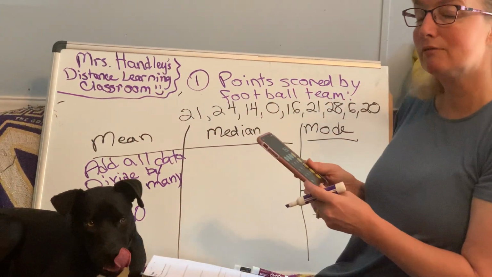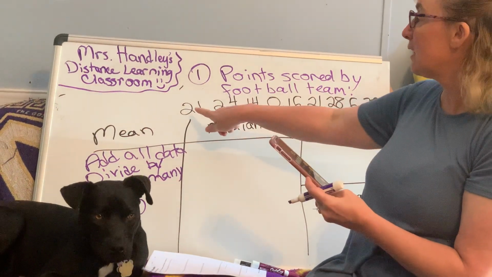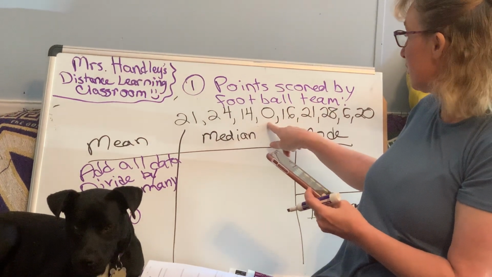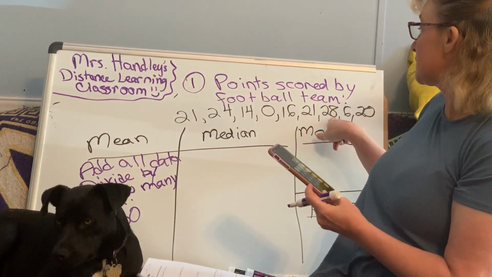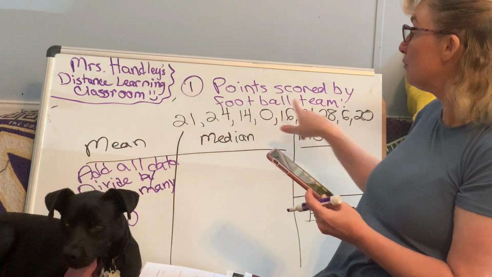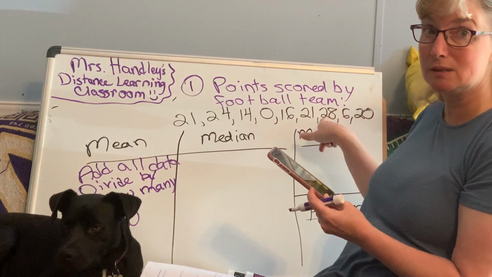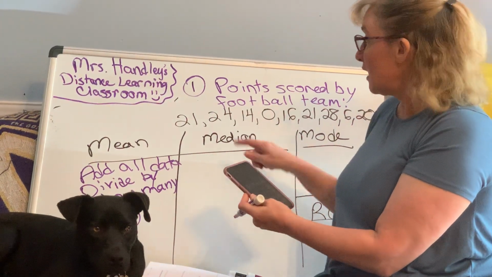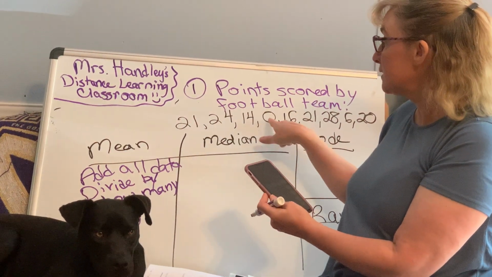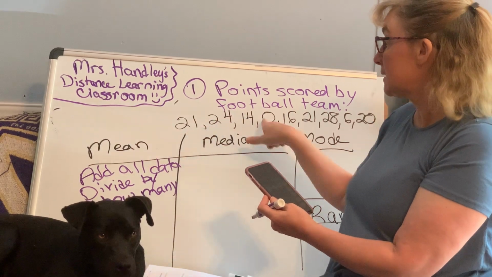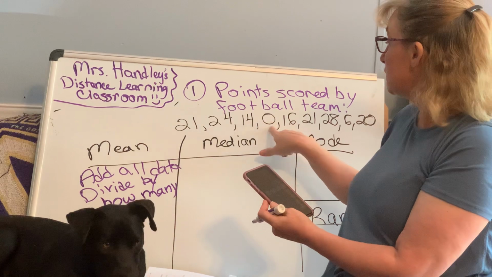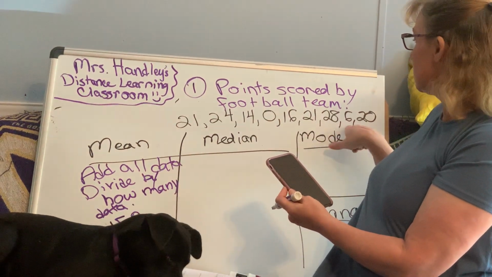That's not my average. Your average can never be smaller than your smallest number, which is 0, or bigger than your biggest number, which is 28. So I know that my mean has to be between 0 and 28. So then the next step is to divide by how many we have. And you have to count 0, because that was a game. They didn't score anything that game. 1, 2, 3, 4, 5, 6, 7, 8, 9.